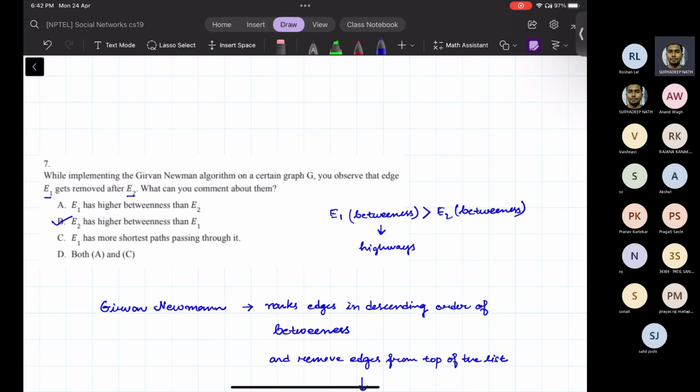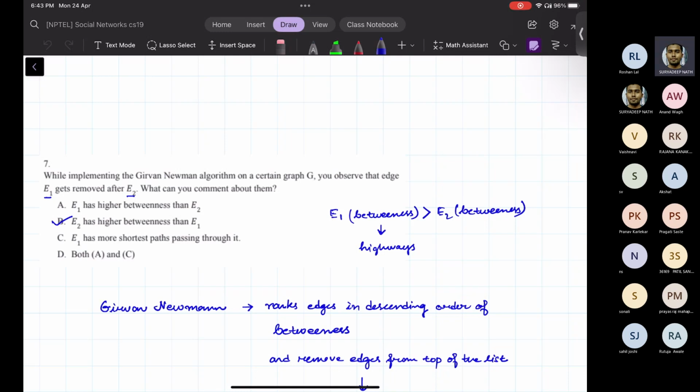See, the Girvan-Newman algorithm removes edges in descending order. If A was correct, that E1 has higher betweenness than E2, then E1 would have been removed before E2. A and C are basically the same statements, not different. And D would mean that E1 has higher betweenness, but as she just pointed out, E2 having higher betweenness would lead to E2 being removed before E1.